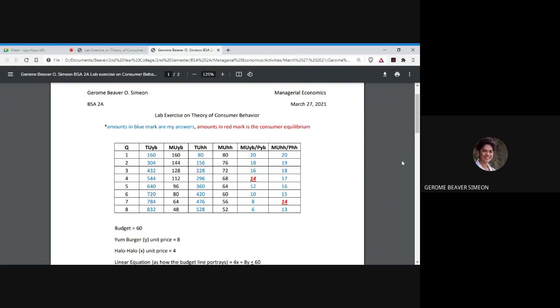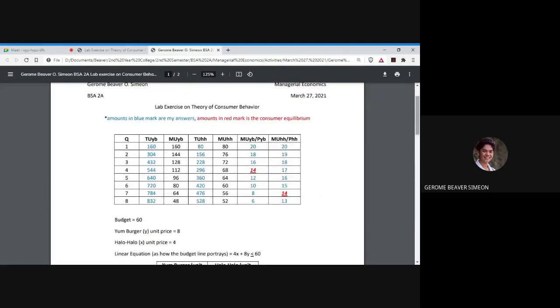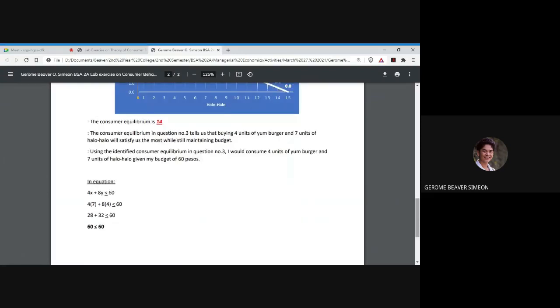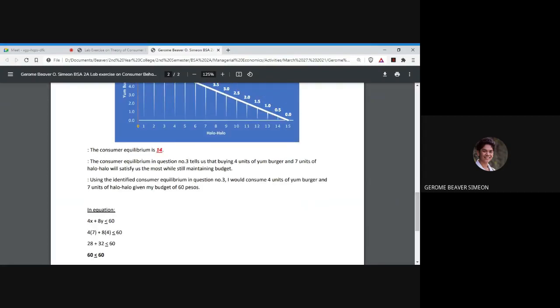highest. So meaning to say, we are doing the consumer behavior analysis because we want to maximize our budget and we also want to satisfy ourselves, but at its maximum din. So, dapat pareha sila. Maximum budget, maximum satisfaction, problem solved. So the consumer equilibrium in question number 3 is telling us that buying 4 units of Yum Burger and 7 units of Halo Halo will satisfy us the most while maintaining budget.